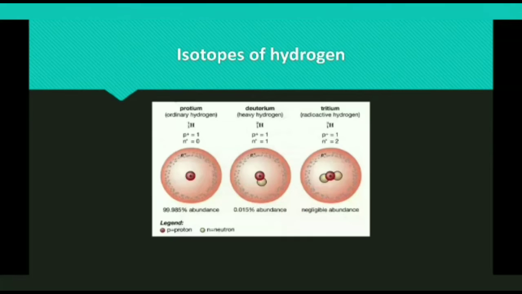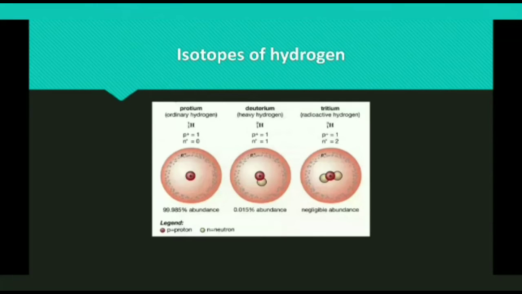Next one, deuterium. This is otherwise called heavy hydrogen. Here, hydrogen-1-2. In protium, hydrogen-1-1, the atomic number is 1 and the mass number is also 1. For deuterium, the atomic number is 1 and the mass number is 2. Therefore, hydrogen-1-2 has only one proton and only one neutron.